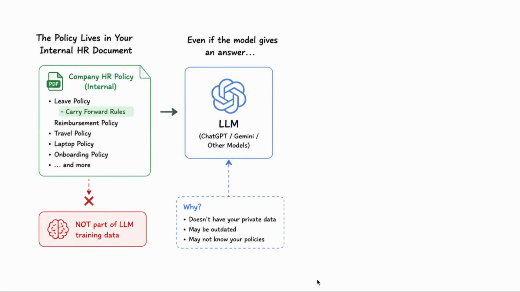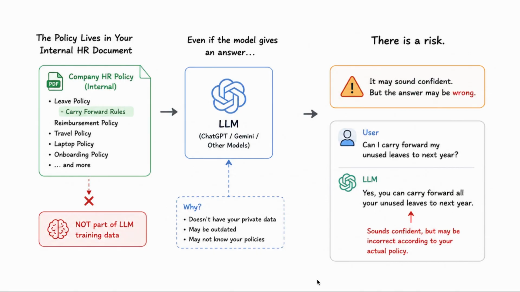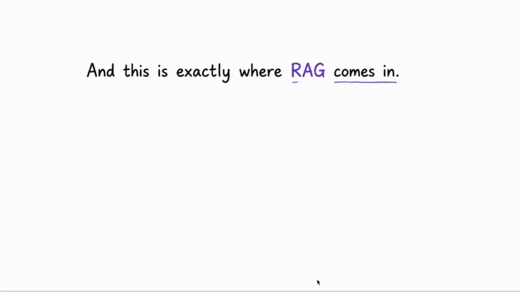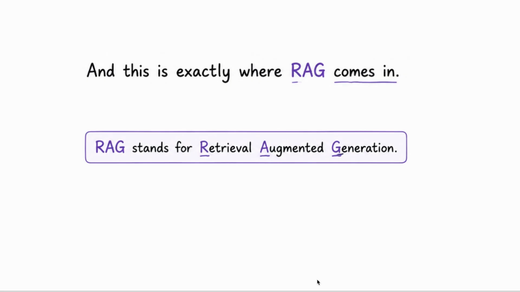And even if the model gives an answer, there is a risk. It may sound confident, but the answer may be wrong. And this is exactly where RAG comes in. RAG stands for Retrieval Augmented Generation. Don't worry about the name.